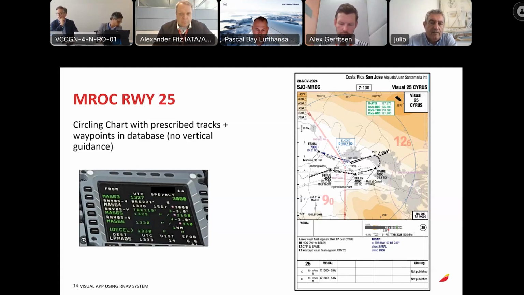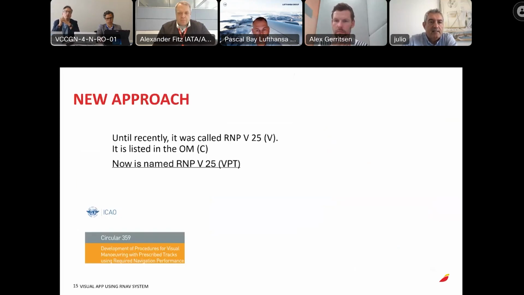So after a few years operating this chart, Iberia decided not to do it. So from 2012, we only could approach runway 07. You can imagine, with tailwinds, we had to divert to the alternate several times. Next slides, please.